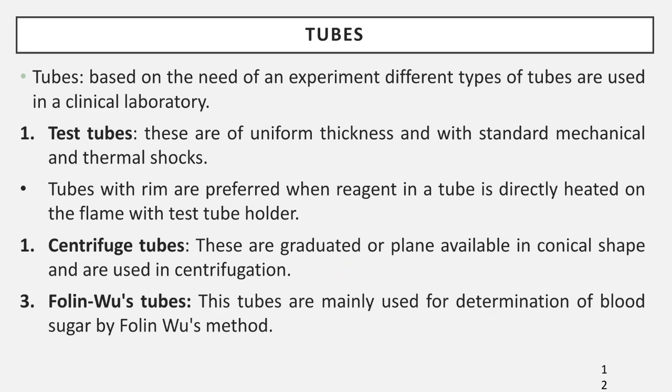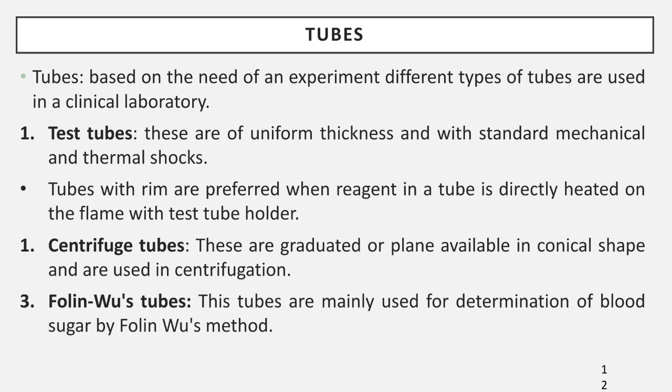Tubes with a rim are preferred when the reagent in a tube is directly heated on the flame with the help of a test tube holder. Then centrifuge tubes are graduated or plain, available in conical shape, and are used in centrifugation.